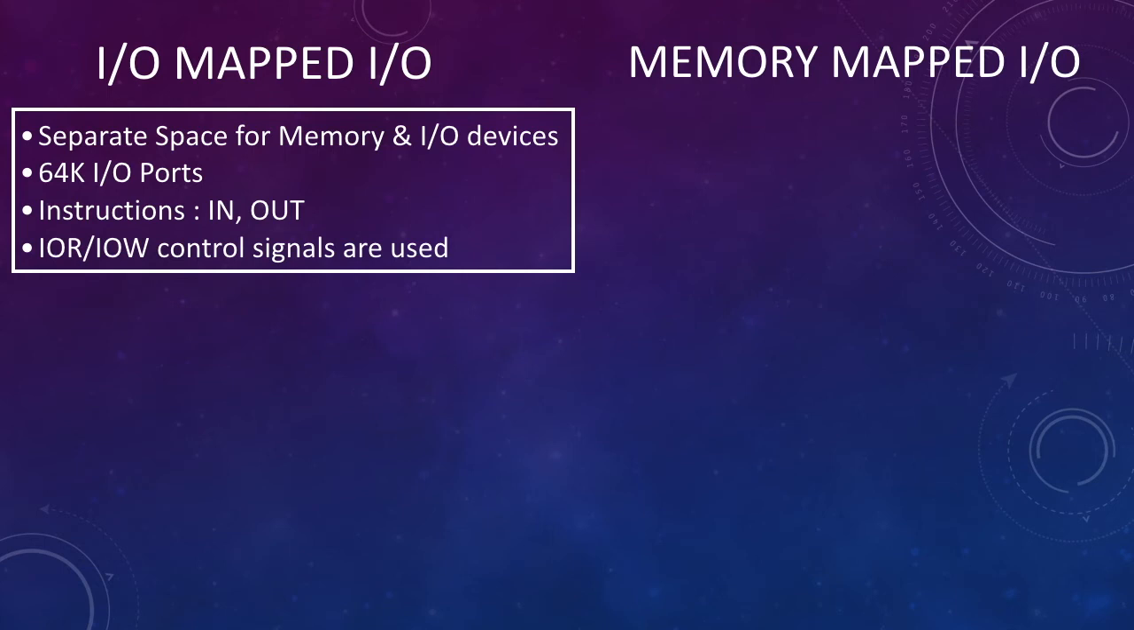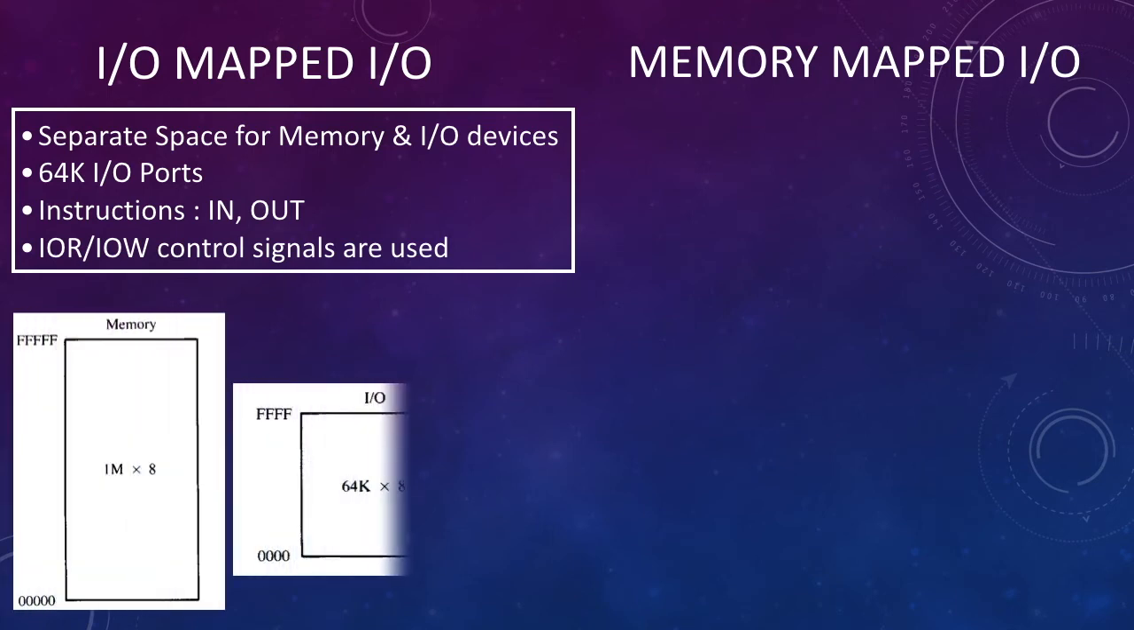This method is also called isolated I/O because here the I/O locations are isolated from the memory system in a separate I/O address space. The addresses for isolated I/O devices are called ports, and you can observe here they are separate from the memory. You can see the memory space is 1 MB from 00000H to FFFFFH, whereas the I/O space is from 0000H to FFFFH.